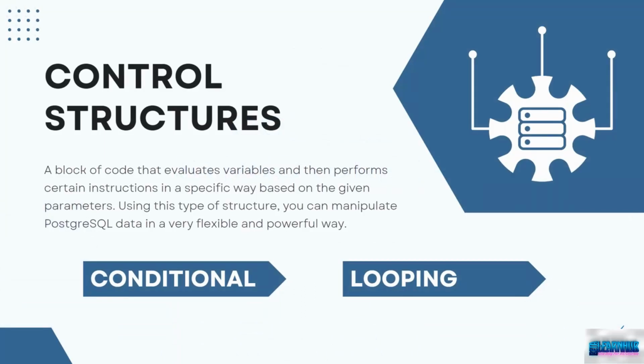Now that we have an idea on how block-structured code works, let's move to the control structures that we can apply in the begin section of our PL/pgSQL code. Control structures are a block of code that evaluates variables and then performs certain instructions in a specific way based on the given parameters. Using this type of structure, you can manipulate PostgreSQL data in a very flexible and powerful way. In this lesson, we're going to discuss two types of control structure, conditional and looping.